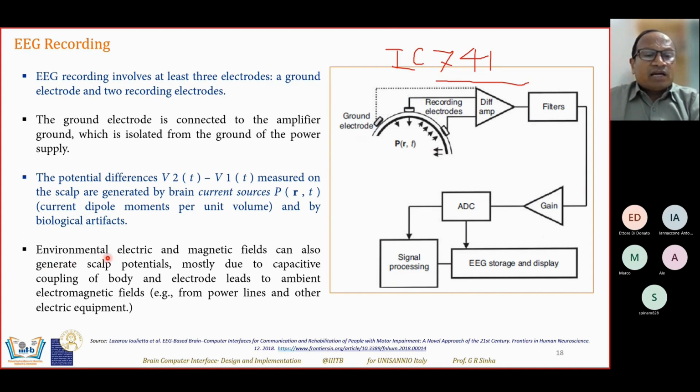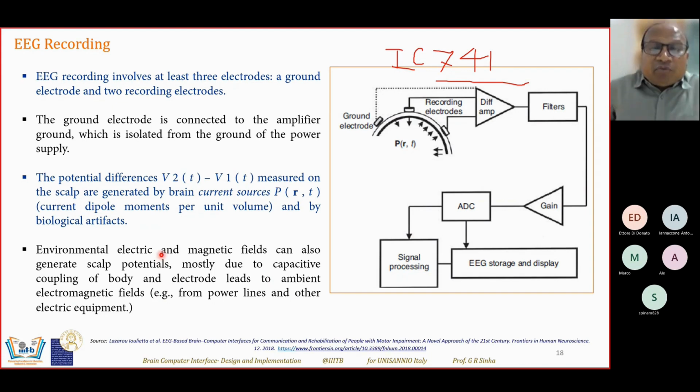So environmental electric and magnetic fields can also generate scalp potentials. Remember, when you are recording the biomedical signal, the electric and magnetic fields present in the vicinity, in the environment, can also impact and generate some scalp potential, mostly due to the capacitive coupling of the body and electrode leads to the ambient electromagnetic field that may be related to power lines and other electrical equipment.